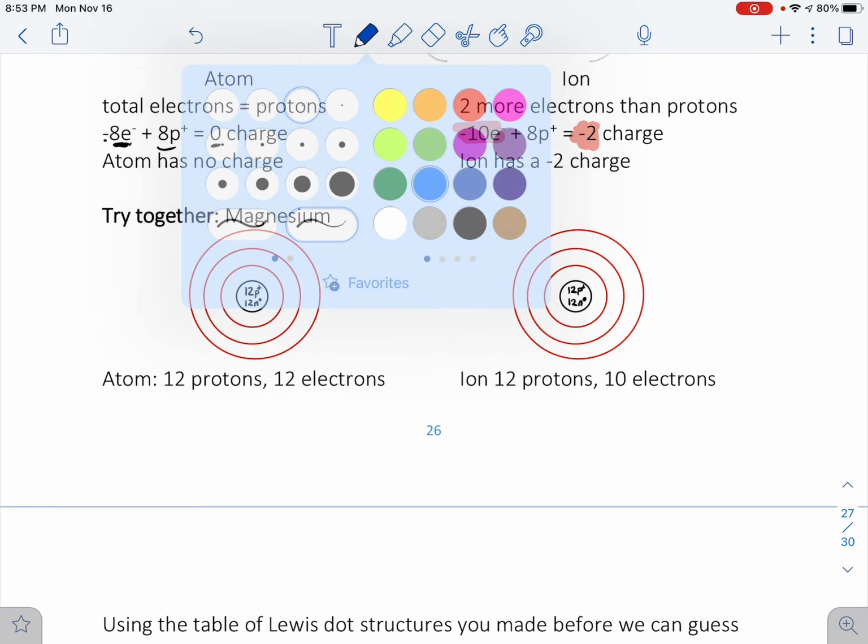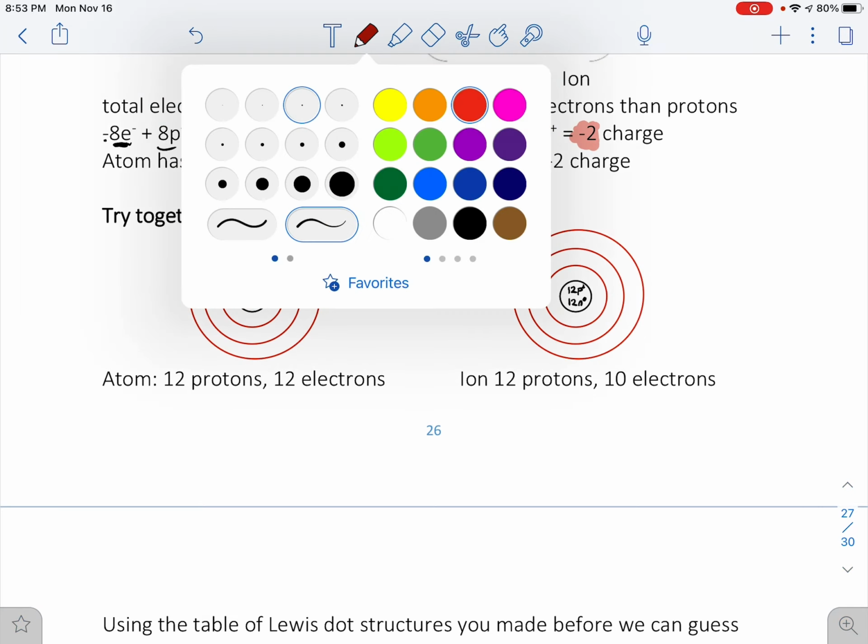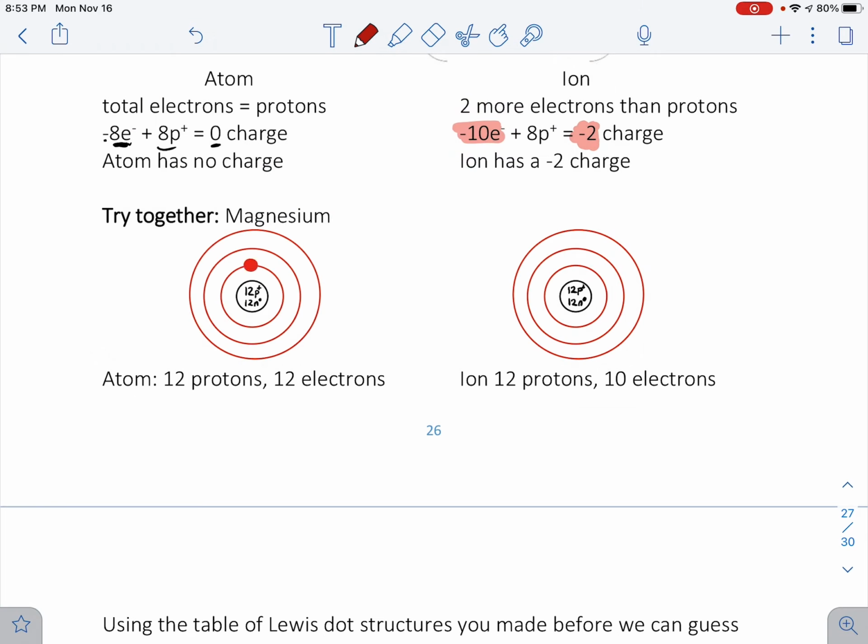Now we're going to add in those electrons. You can draw them as just little dots if you like. So 1, 2, 3, 4, 5, 6, 7, 8, 9, 10, 11, 12. There's my 12 electrons, 12 neutrons, 12 protons. And for the second atom, 1, 2, 3, 4, 5, 6, 7, 8, 9, 10. And so there's my 10 electrons.